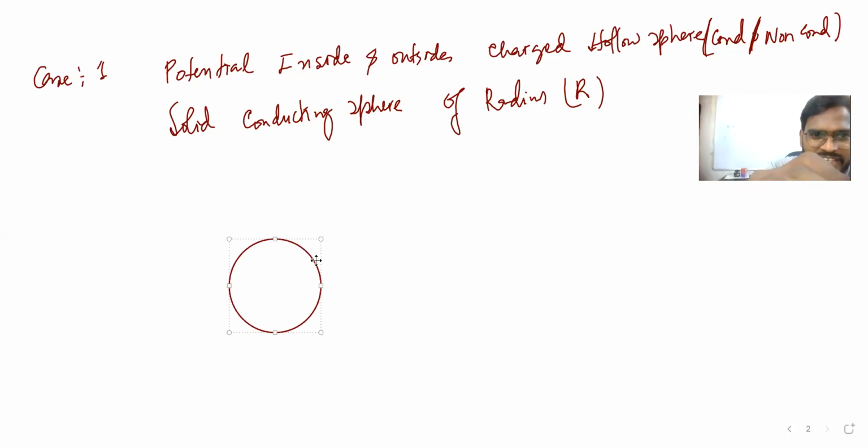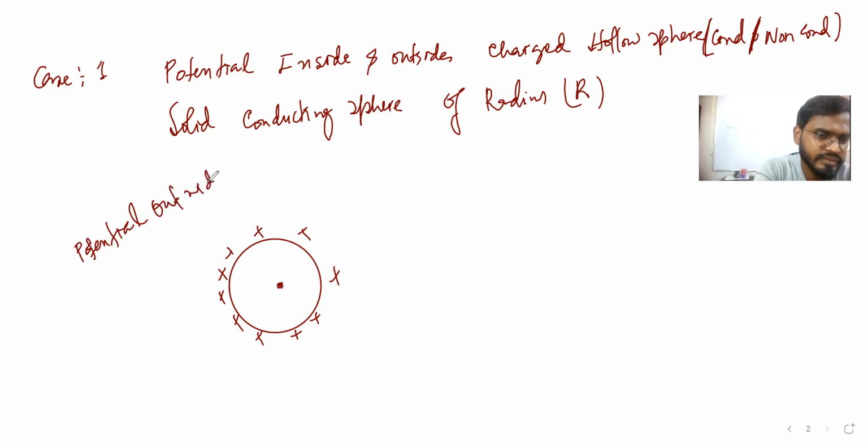Many things we have seen. So let's start. Plus q charge distributed on the surface, and at the center one charge is placed. First we are finding the potential outside. Let's consider somewhere here a point P where we want to find the potential.